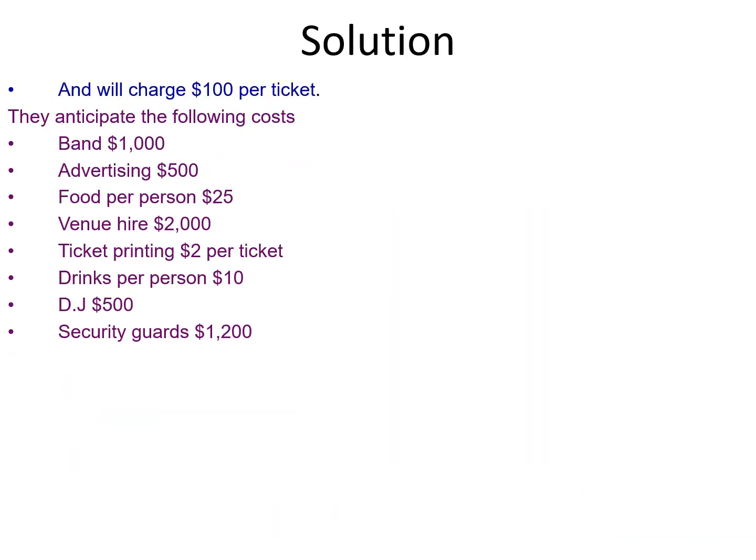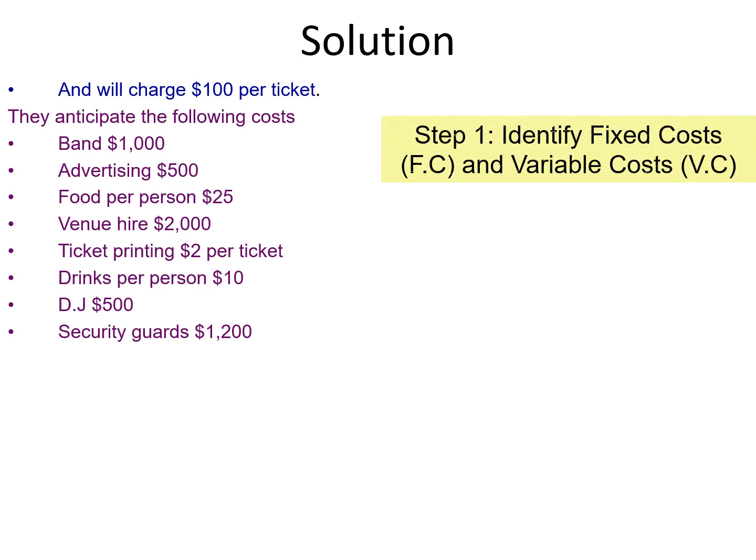So to solve, we take a 3-step approach. Step 1, we work our way through our list and distinguish between our fixed and variable costs. So let's do that now. So the $100 per unit, that's our selling price. That's important in terms of our calculation. The band is a fixed cost. If we don't sell a ticket, we've still got to pay the band. Same with advertising, that's a fixed cost.